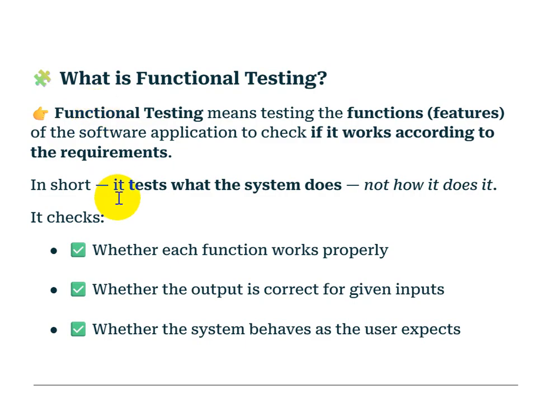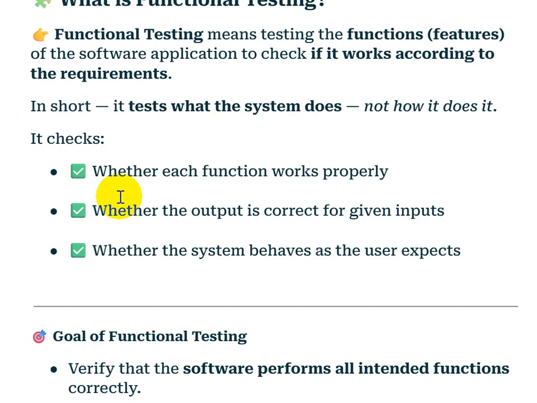So inside functional testing, we check whether each functionality, each function, works properly, whether the output is correct for the given input, and whether the system behaves as per the user's expectation. Those things I have explained in the above definition.